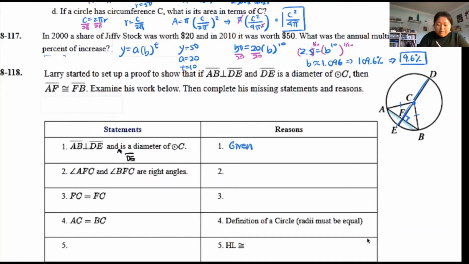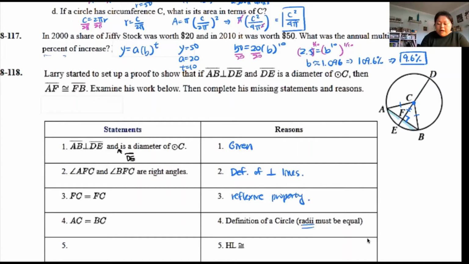And then how do we know that angle AFC and BFC are right angles? I marked that because that was given to me because of the creation of perpendicular lines. Perpendicular lines will create right angles for me. So the definition of perpendicular lines, okay? Now, in my diagram here, how do I know that FC is congruent to FC? Well, it's the reflexive property, right? It's the same thing, equally the same thing, so reflexive property. And then we know that AC is congruent to BC because the radii must be equal.